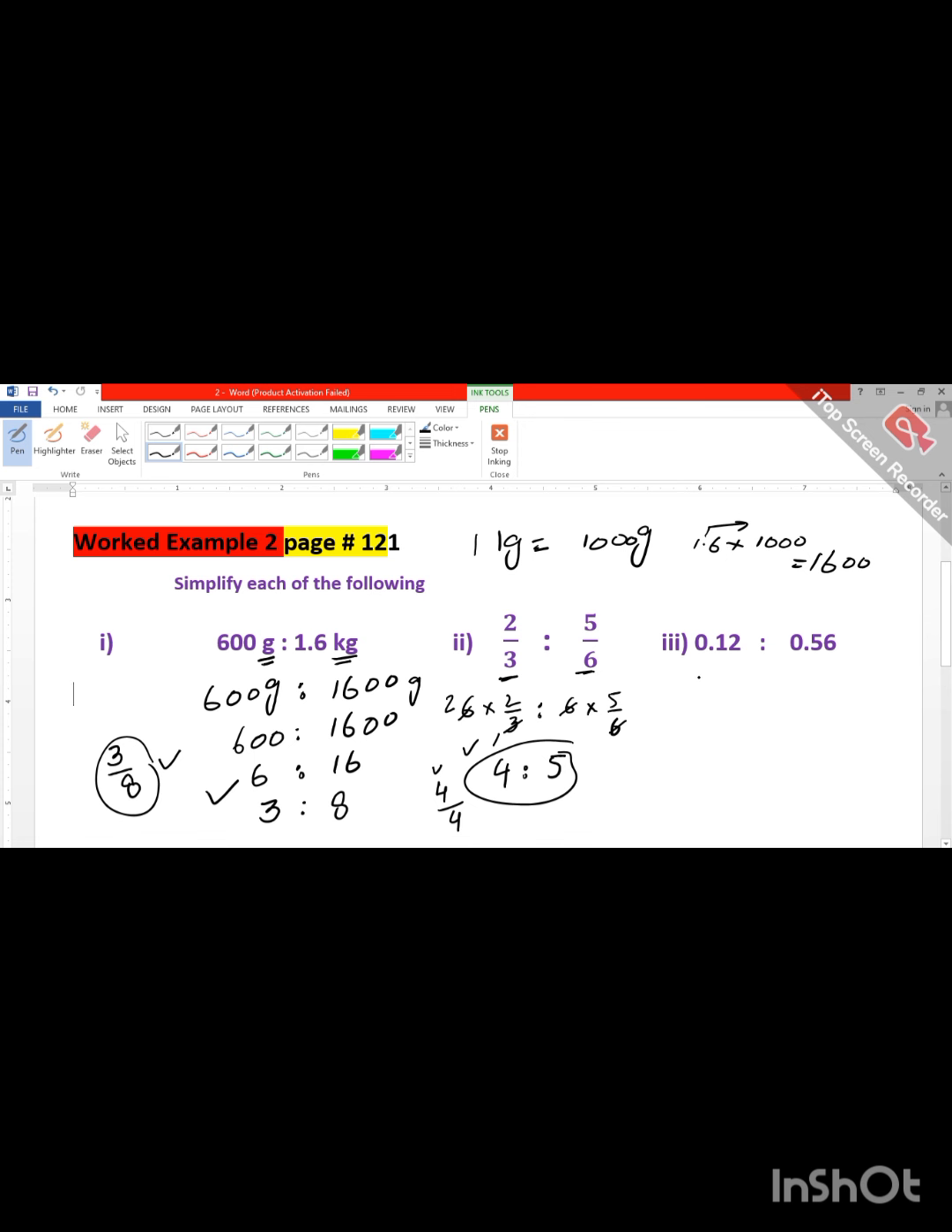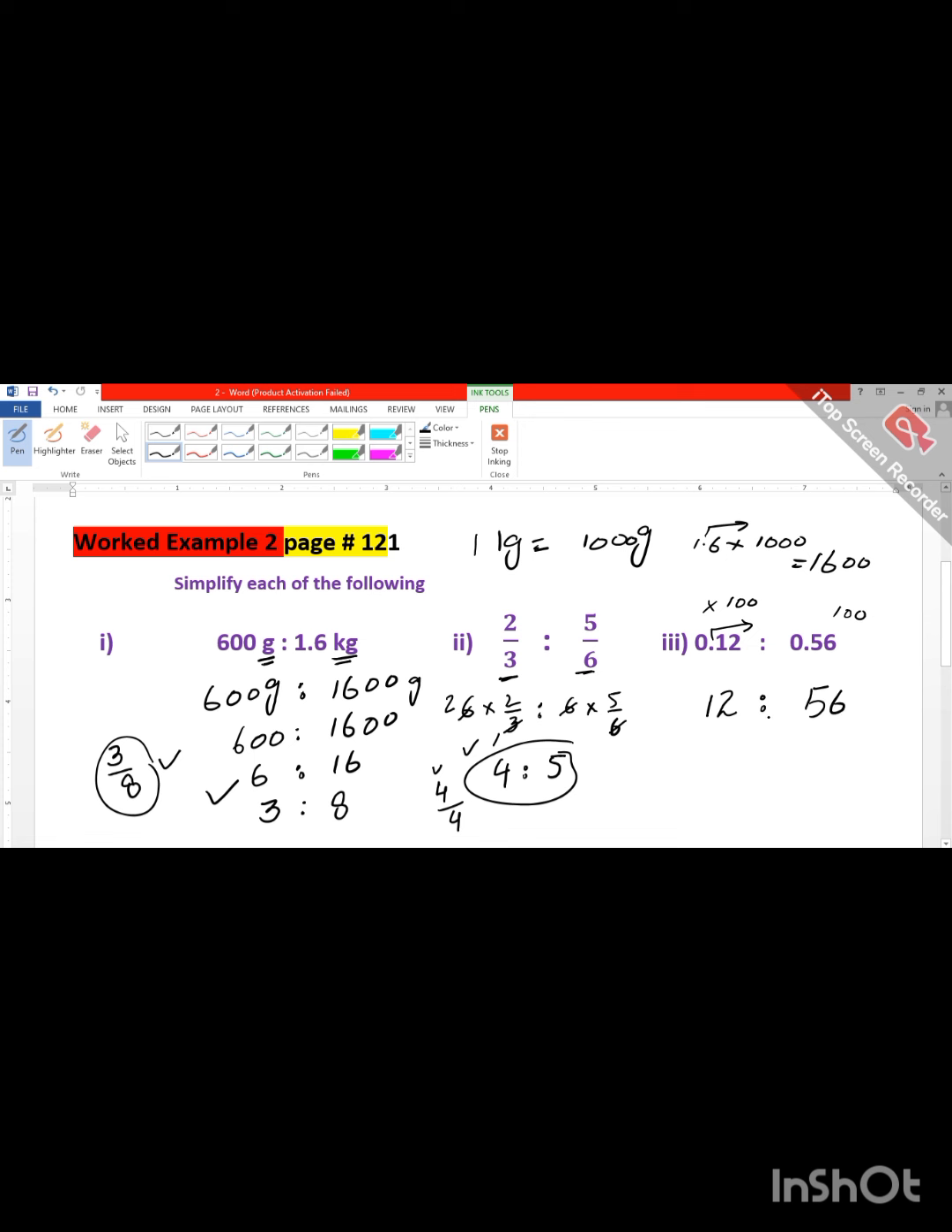So now come to the next question, that is 0.12 ratio 0.56. So we have to remove the decimals. How will we remove decimals? How many digits are after the decimal? There are 2 digits. Means now we have to multiply both values by 100. After multiplying by 100, the decimal moves 2 digits in the right direction. So that comes 12, and we will not write the decimal at the end. So simply your answer comes in this shape, that is 12 ratio 56.